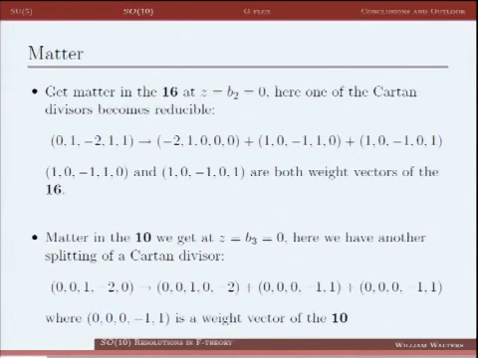Then we look at the enhancements. So if you look up in a table, you can see you expect an E6 enhancement, which gives us a 16 at B2 equals 0. But instead of thinking of it as E6, we think of it in terms of the SO10.